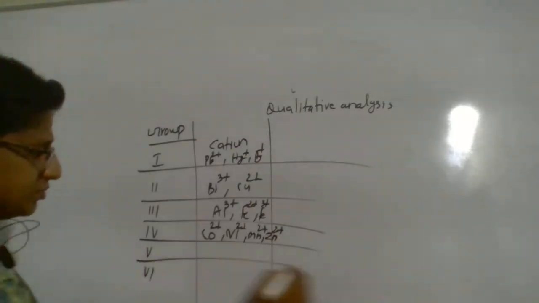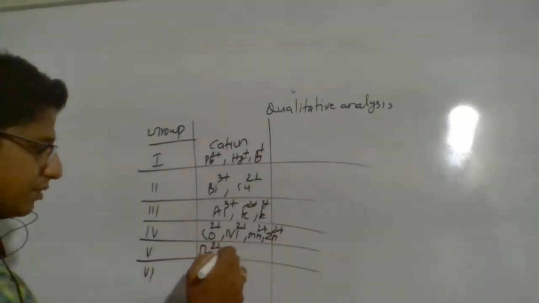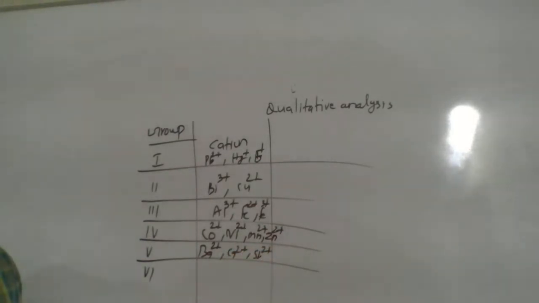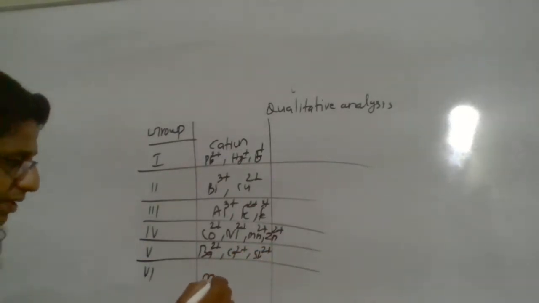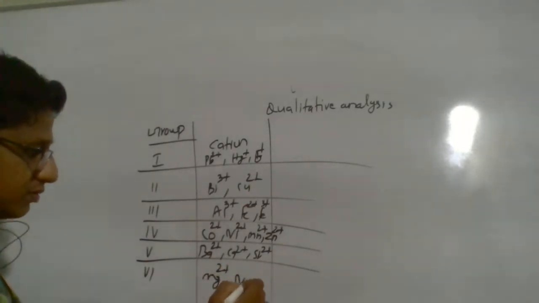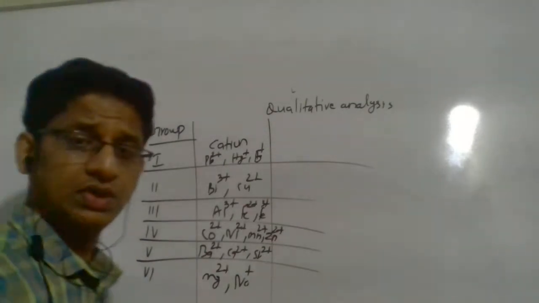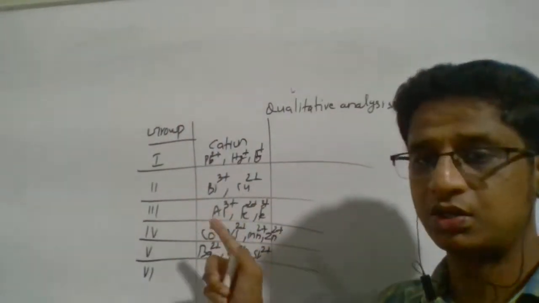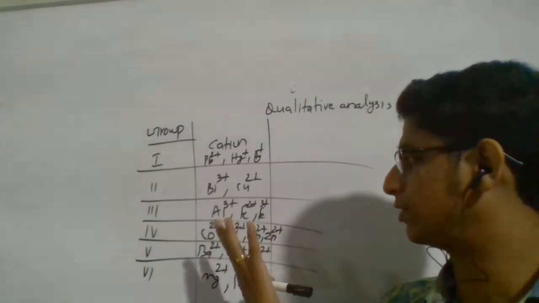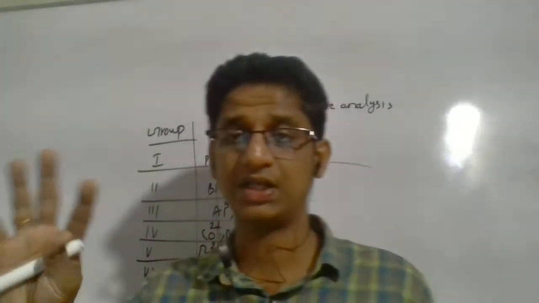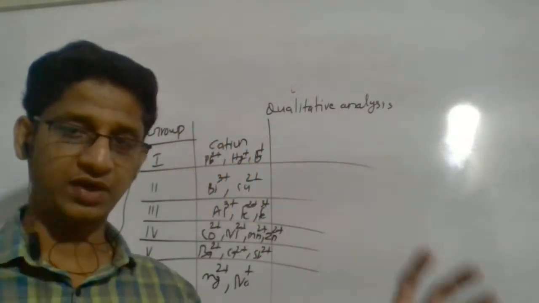Group 5 cations: barium, calcium, strontium. Similarly, group 6 is mainly magnesium. Magnesium is an important group 6 cation. So what's the advantage of classifying into groups? Now we can say if you got group 3, then aluminium, ferrous iron or ferric iron may be present. Like that we classified cations into different groups.